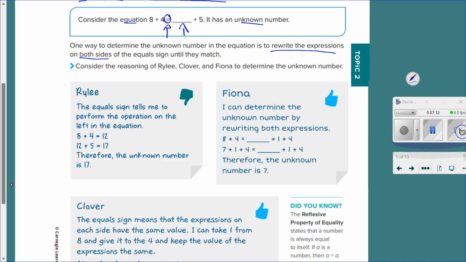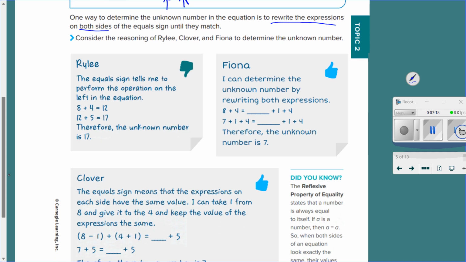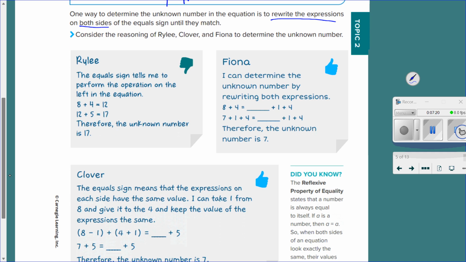Able? Did you use a space instead of a variable in the algebra expression? Technically, yes, but it's a lot easier if you use a variable. Riley says the equal sign tells me to perform the operation on the left of the equation, figure out what it equals. So she said a plus 4 is 12. And I said, okay, well, I'll put that in the blank, then 12 plus 5 is 17. So the unknown number is 17. Does that make sense? I hope not, because they told you it's wrong.